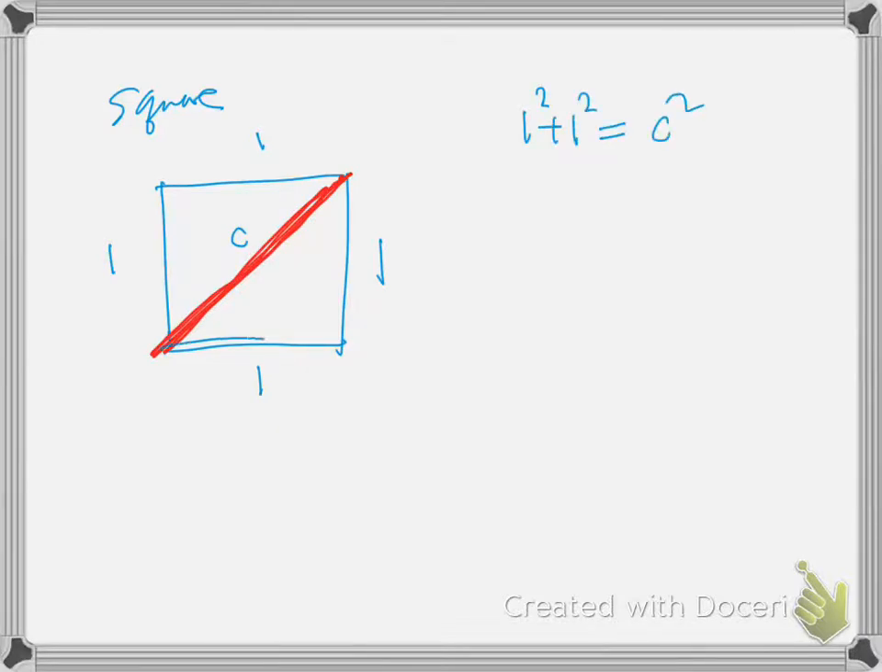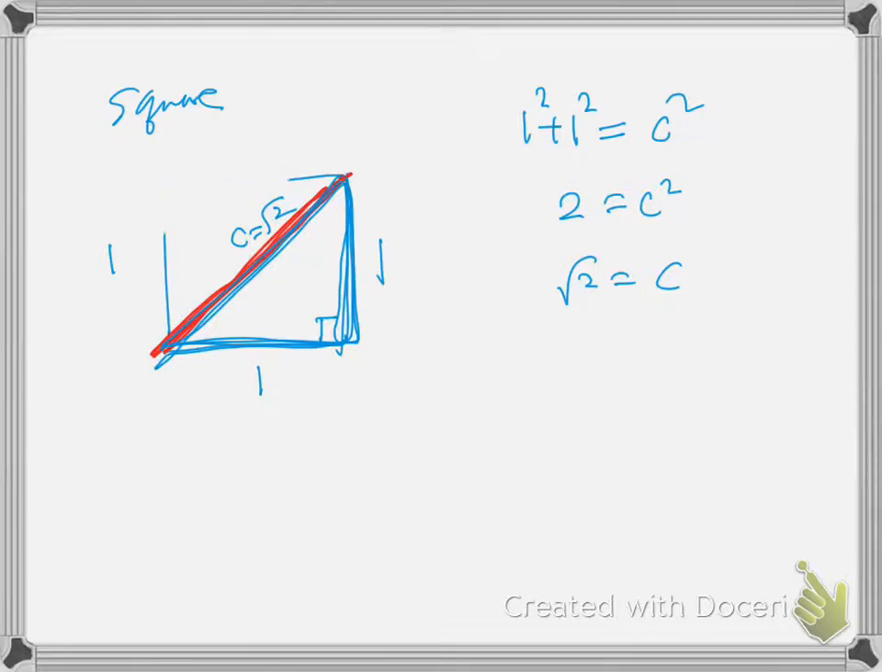I'm looking at this right triangle. You can use the other one, they are the same. So 2 is C squared, so radical 2 is C. So this diagonal is square root of 2. So our first special angle right triangle has lengths 1, 1, radical 2.